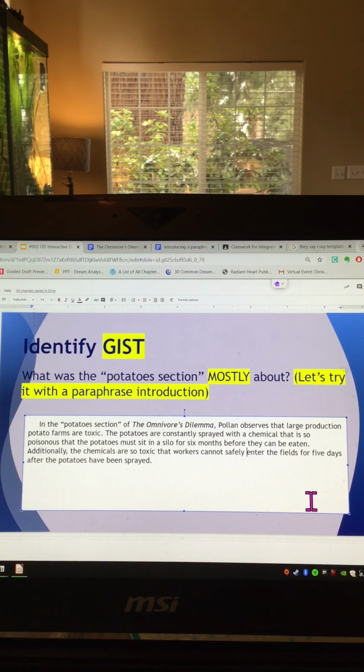Okay, I'm feeling pretty satisfied with that gist statement. So this would be a good place for you to pause the video while this is still on the screen so that you can copy it down on your version of the slide.